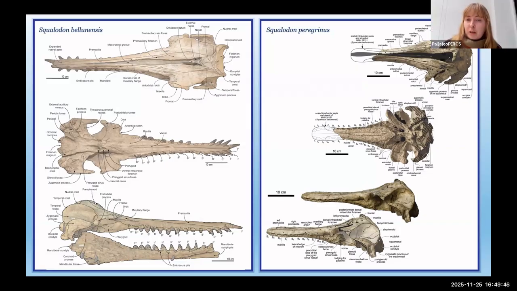Thank you so much for the recommendations. That's very helpful. We have one more anonymous question, and they ask, do you know whether Squalodon originated closer to North America or Europe? Which of these populations might be more ancestral?